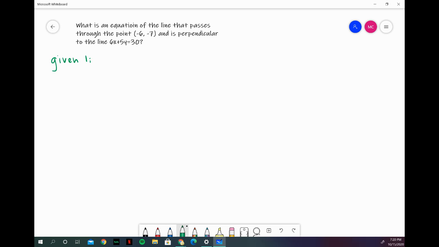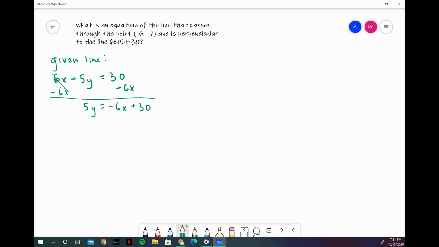The given line is 6x + 5y = 30. In order to find the slope, I need to write this in slope-intercept form, which means I need to get y by itself. If I subtract 6x from both sides, I can get rid of all the x's on the left because 6x minus 6x is 0. So I'm left with 5y is equal to -6x + 30, and I cannot combine those two terms.